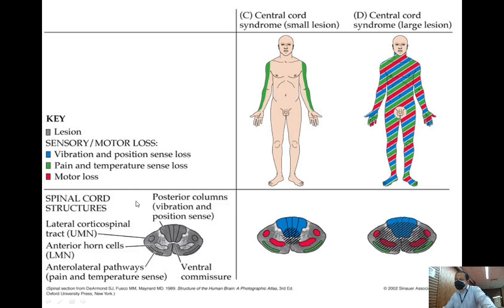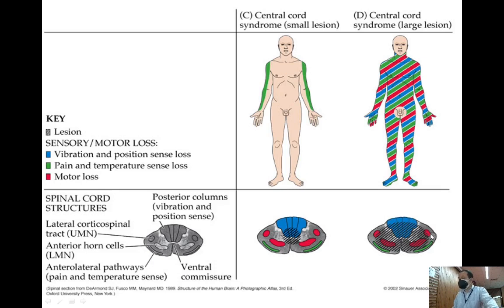So it would be involving the posterior column, the lateral corticospinal tracts, the anterior horn cells, the motor cells here, then the pain and temperature pathways, and the anterior commissure. So it can manifest a host of signs, symptoms, or features.